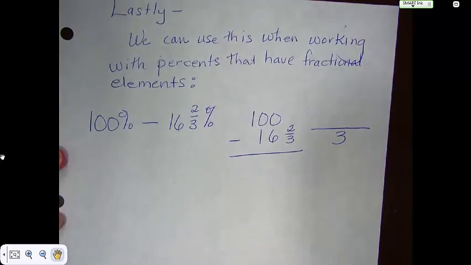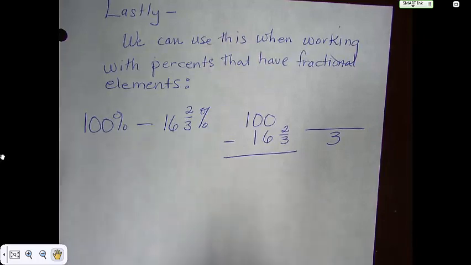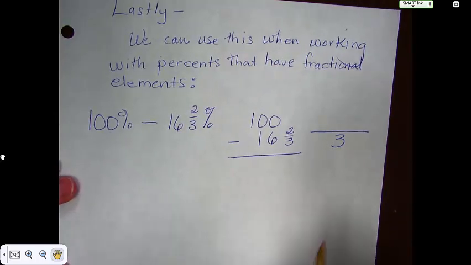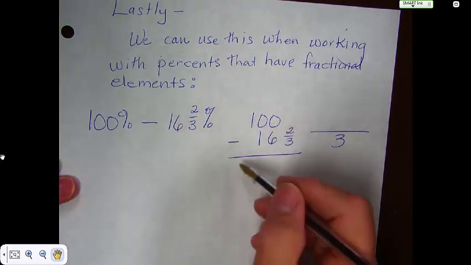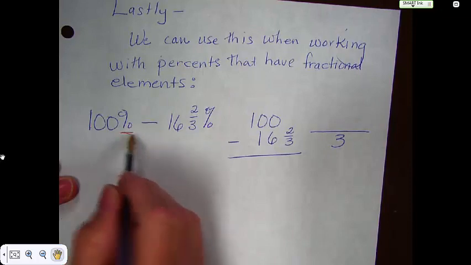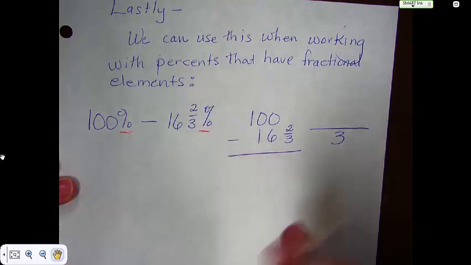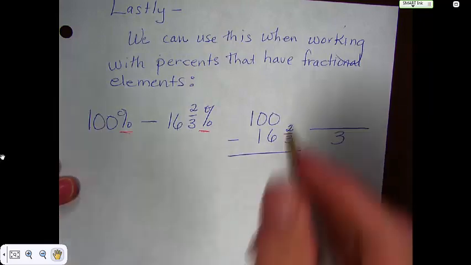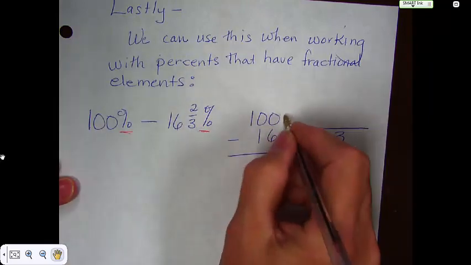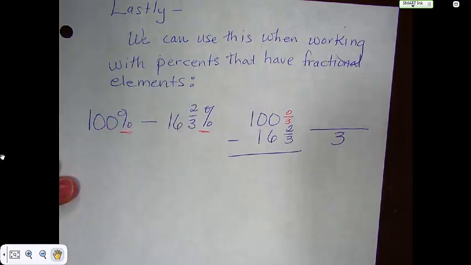Lastly, we can use this method when we are working with percents that have fractional elements. Believe it or not, and this one's a lot like the last one we were doing, so it's kind of cool. 100 minus 16 and 2/3. These are both percents, okay? But I didn't put the percents over here because they just get in the way. When we get done, we'll have to leave it as a percent. So we have 100 and 0 thirds, right? Because it's a whole number.